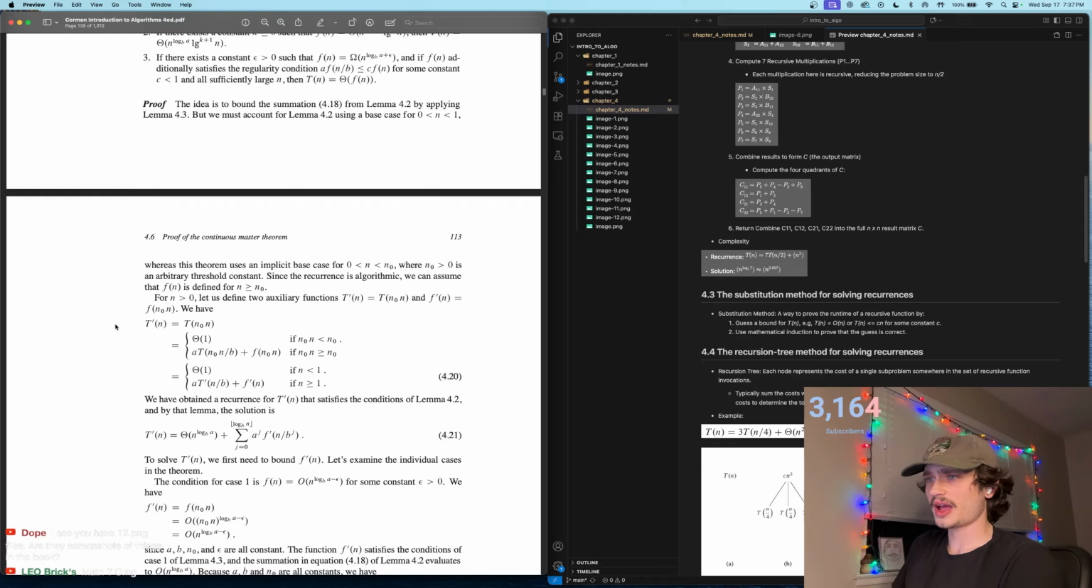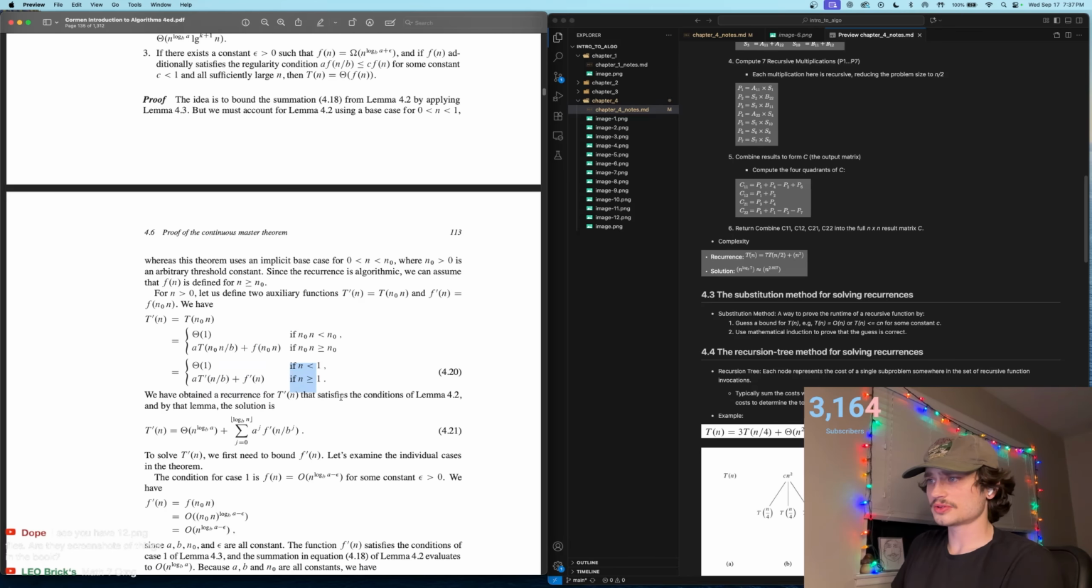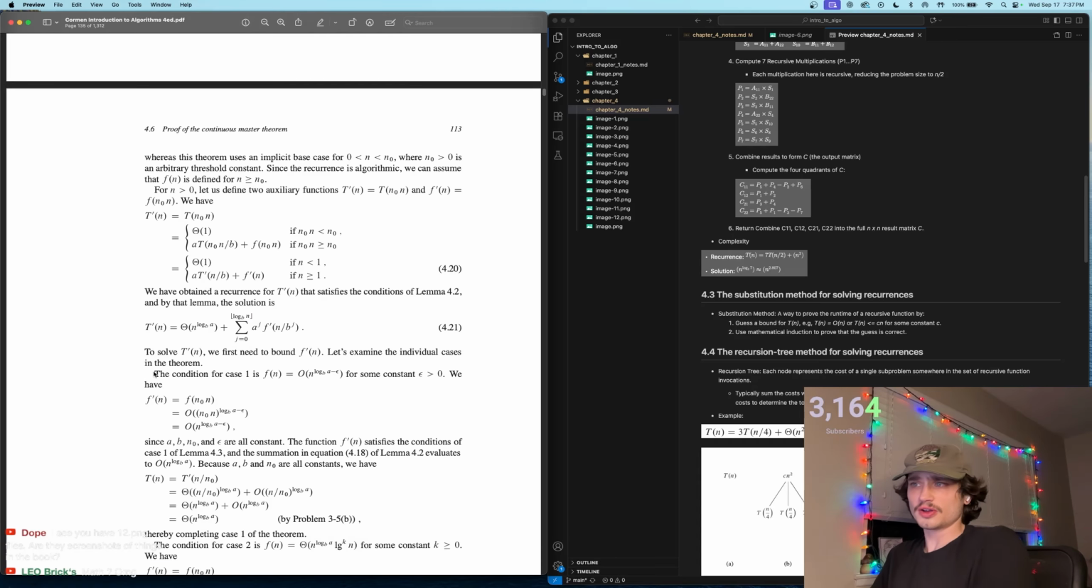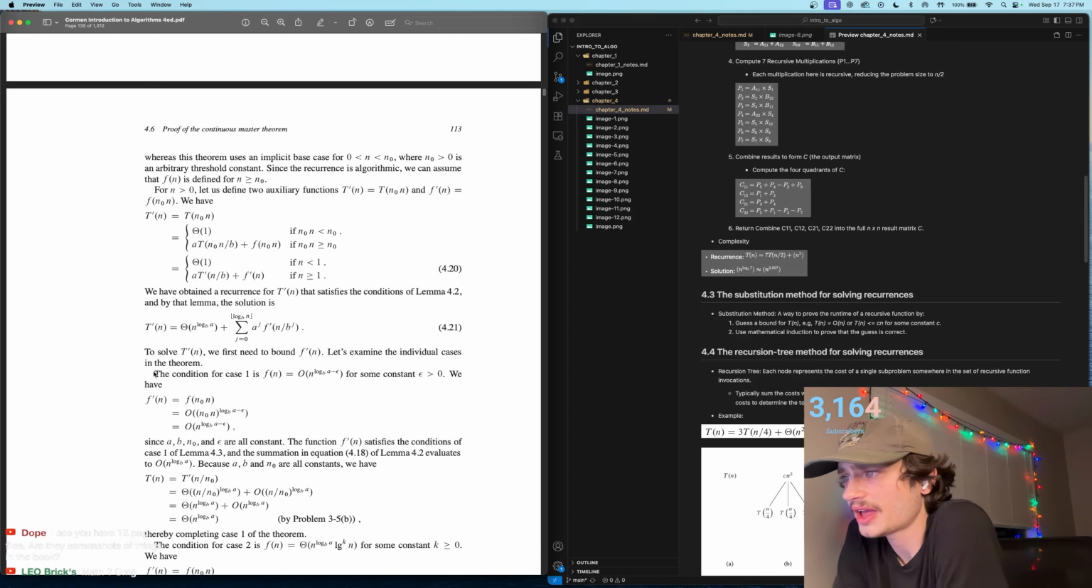We have T prime of n, which equals this, also equals theta of 1 if this is true, and this expression if this is true. We have obtained a recurrence for T prime of n that satisfies the conditions of lemma 4.2, and by that lemma, the solution is T prime of n is equal to big theta of n to the power of log base b of a plus the sum of this, from these values for j. To solve T prime of n, we first need to bound f prime of n.